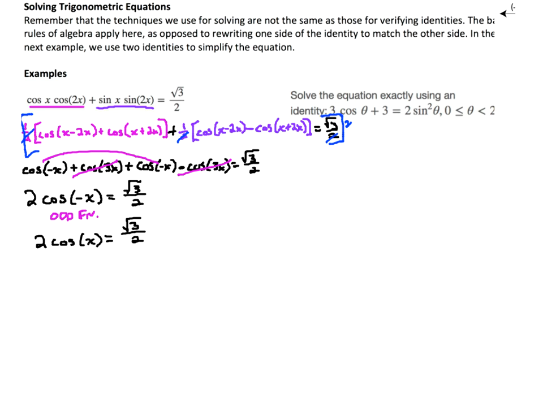Oh, I'm sorry, the square root of 3 is not over 2 anymore. I got rid of that when I multiplied by 2, so these should not be there. Okay, so it's just the square root of 3. 2 times the cosine of x is the square root of 3. Now I divide both sides by 2 to isolate the cosine.